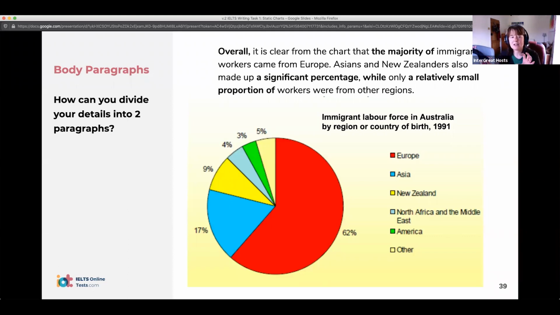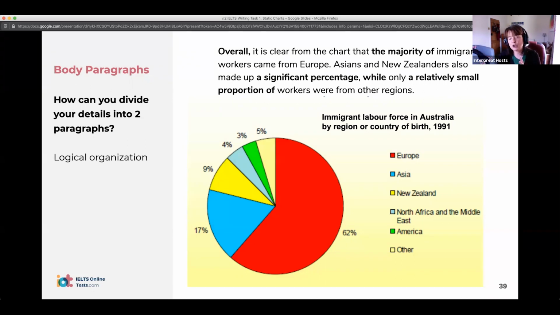So as we said, it's nice to divide into 2 paragraphs, and sometimes you get 2 charts. So that's then very easy. But if you don't, if you look at this pie chart, how could we divide that up into 2 sections? What sort of things, how could we divide it? How could we separate the detail? Okay, yes, I think you're right. Okay, it's coming at the end, okay?